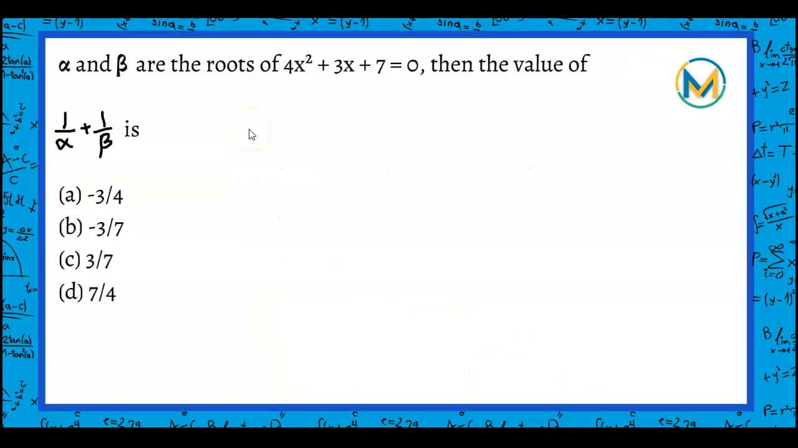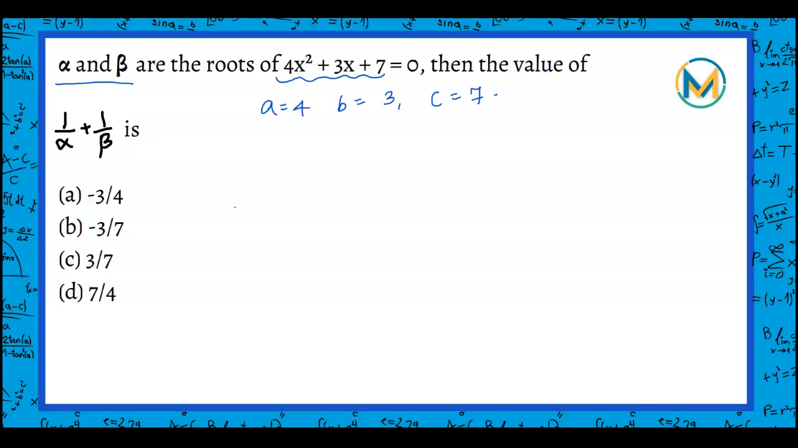Alpha and beta are the roots of 4x square plus 3x plus 7 is equal to 0. Then the value of 1 upon alpha plus 1 upon beta is. So alpha and beta are the roots. Let's just find first A, B and C. A is 4, B is going to be 3 and C is 7.